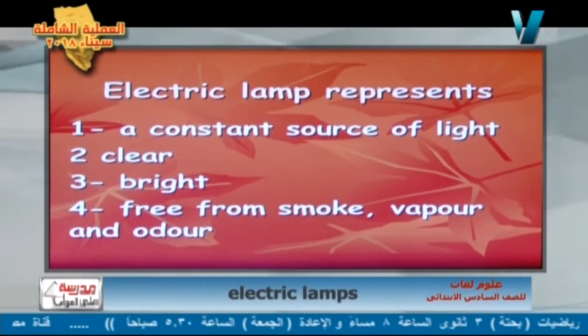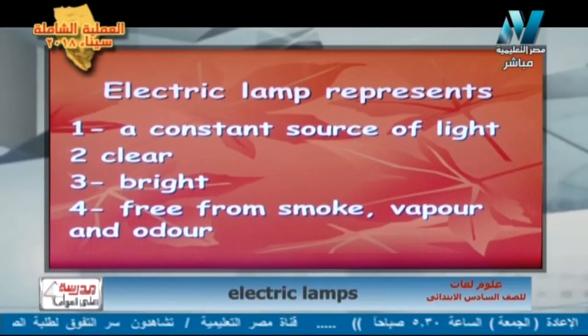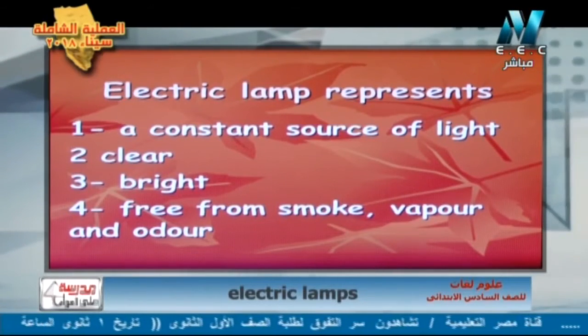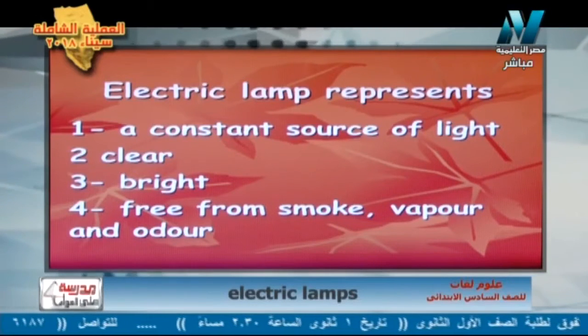Again, electric lamp represents a constant source of light. هي مصدر ضوء دائم بالمقارنة بأي مصدر ضوء تاني. Clear and bright. ضوءها واضح وبراق. Free from smoke, vapor and odor.